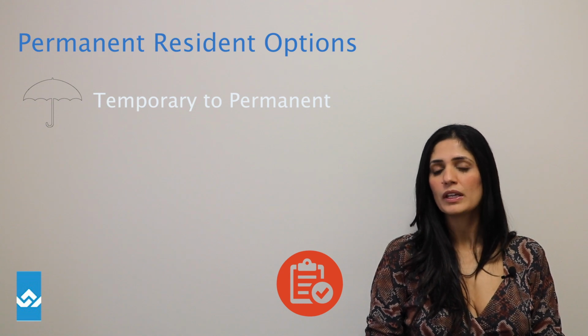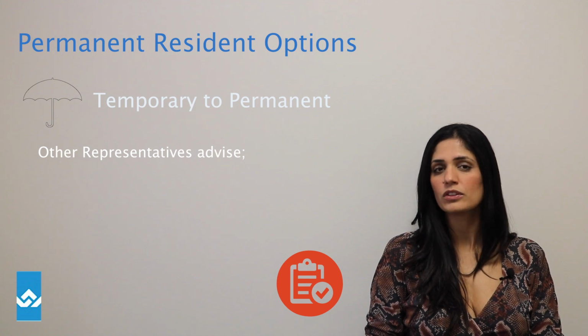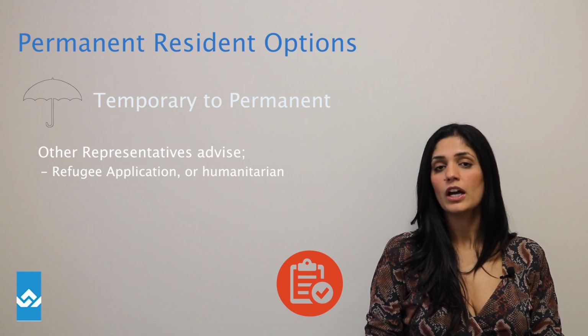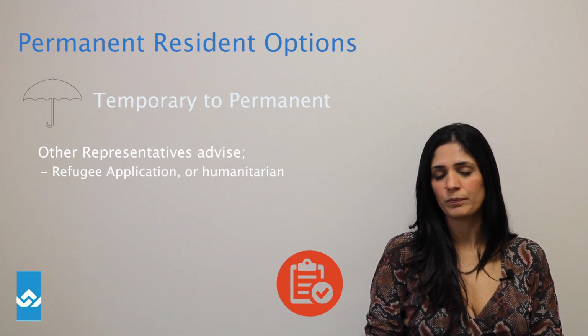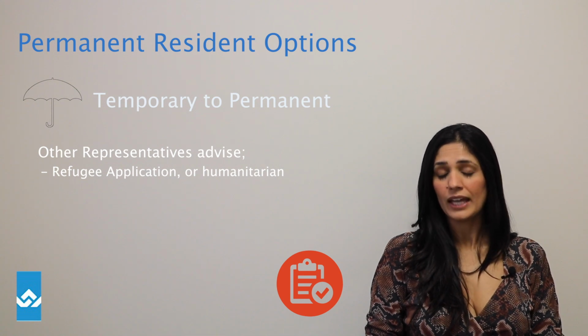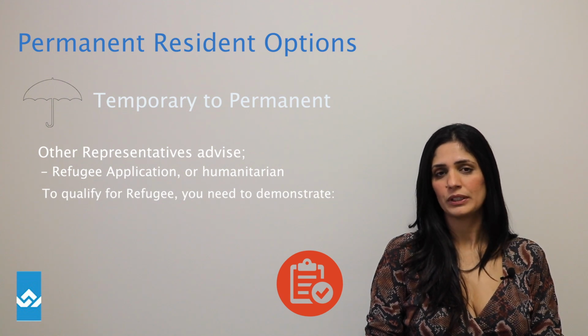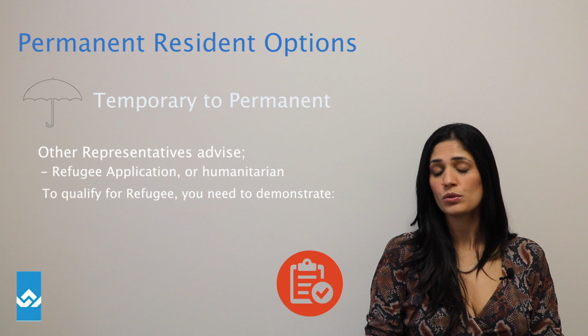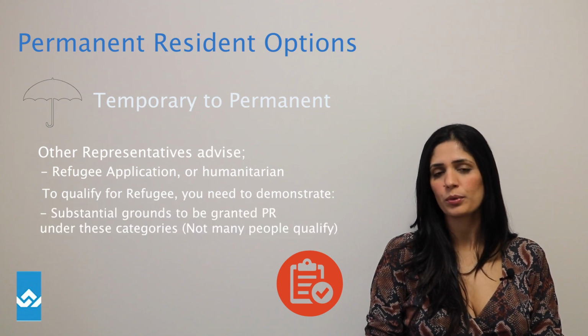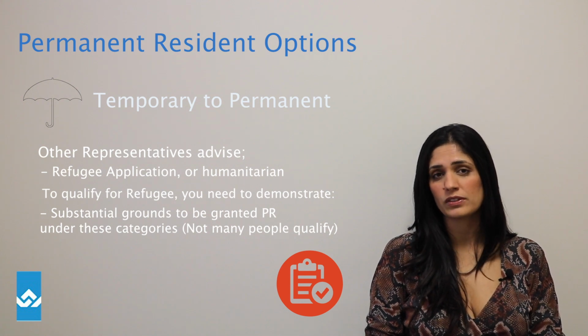Many clients have approached me that they've gone to other representatives, and because there were no other options for them that would directly take them to PR, they were advised to do a refugee application or a humanitarian and compassionate application. These two applications, I would warn you to be very careful and not to be taken lightly. To qualify for refugee or an H&C application, you really have to demonstrate to Canada that you have substantial grounds to be granted permanent residency under these categories. And not many people really qualify for this.